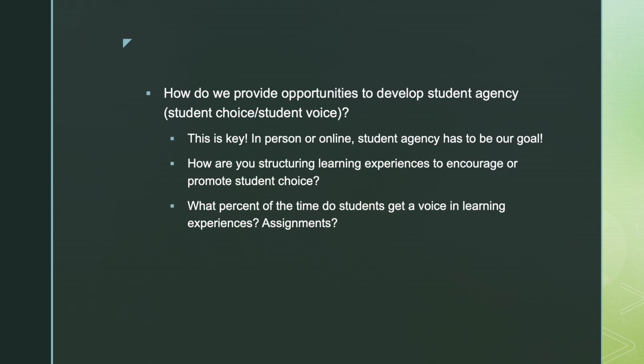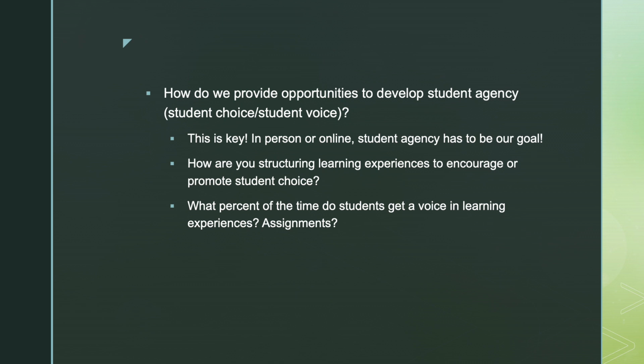So, to craft effective personalization of learning, we have got to develop student agency. In other words, we've got to provide opportunities for students to have choice and for students to have voice. Whether in person or online, student agency still has to be our goal. How do we shift the responsibility of learning to the learner? And how do we give them some element of choice? How do we give them voice in what's going on?